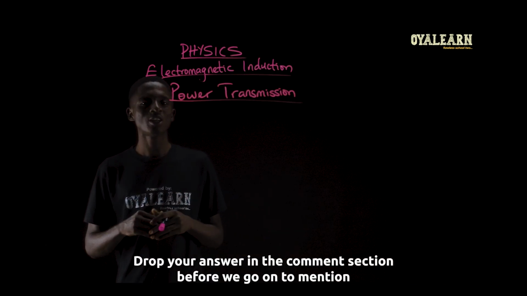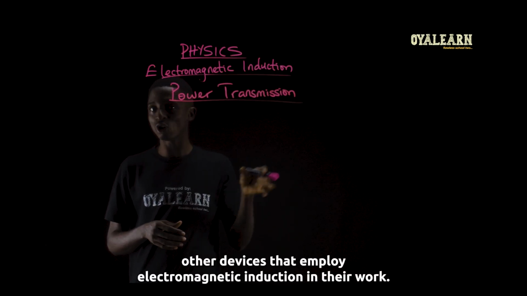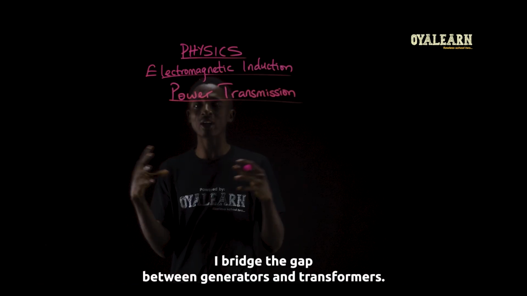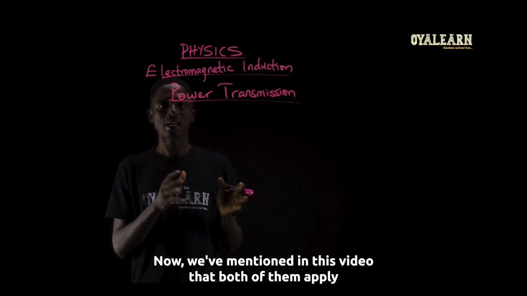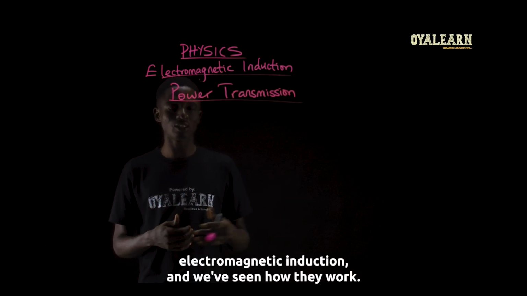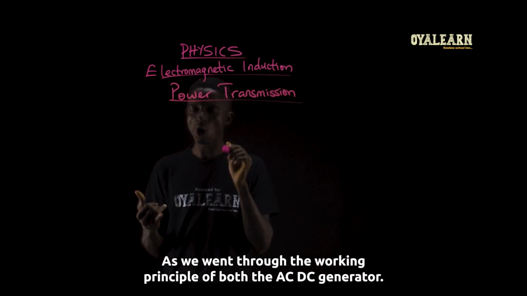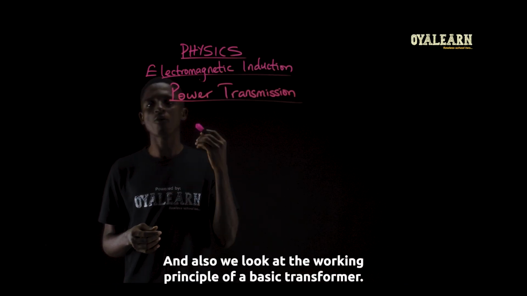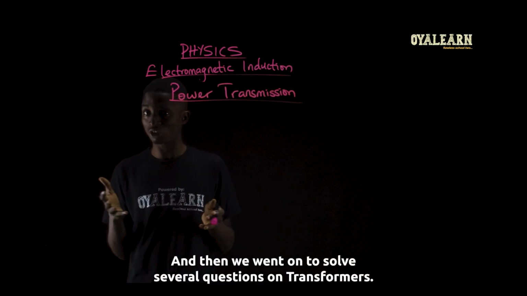Before we go on to mention other devices that employ electromagnetic induction in their working principle, it is important that we bridge the gap between generators and transformers. Now, we've mentioned in this video that both of them apply electromagnetic induction, and we've seen how they work as we went through the working principle of both the AC and DC generator, and also we looked at the working principle of a basic transformer. And then we went on to solve several questions on transformers.